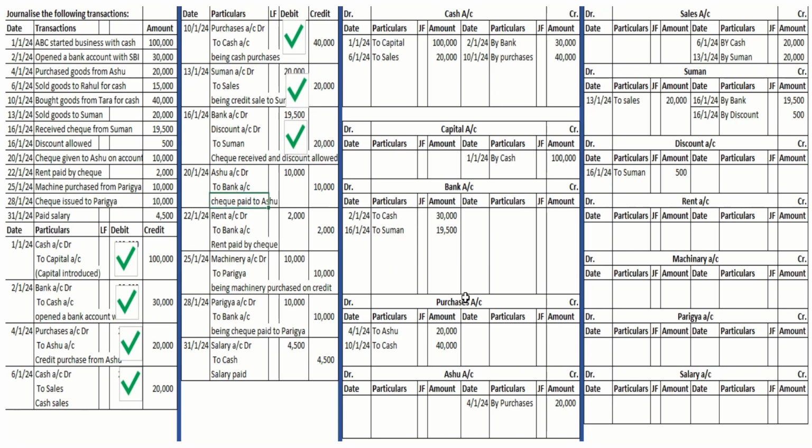ASHU account debit to bank. We already have ASHU account. We already have a bank account. ASHU, it should be recorded in the debit side, 20th Jan, to bank. Amount was 10,000. Bank account, we actually issued a check, so it gets credited, by ASHU, 10,000.